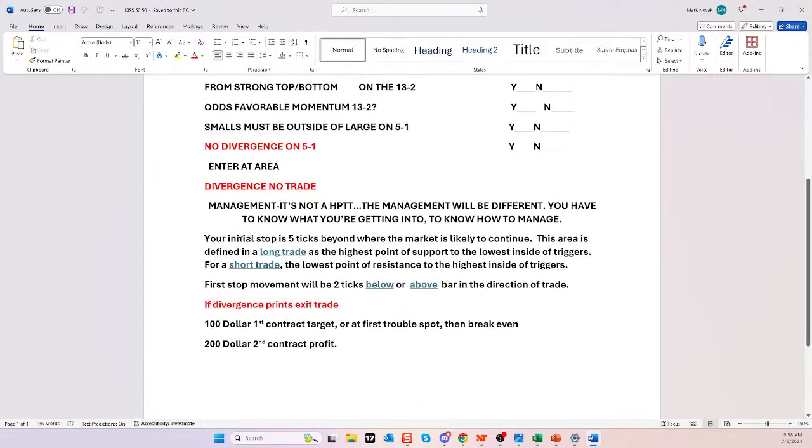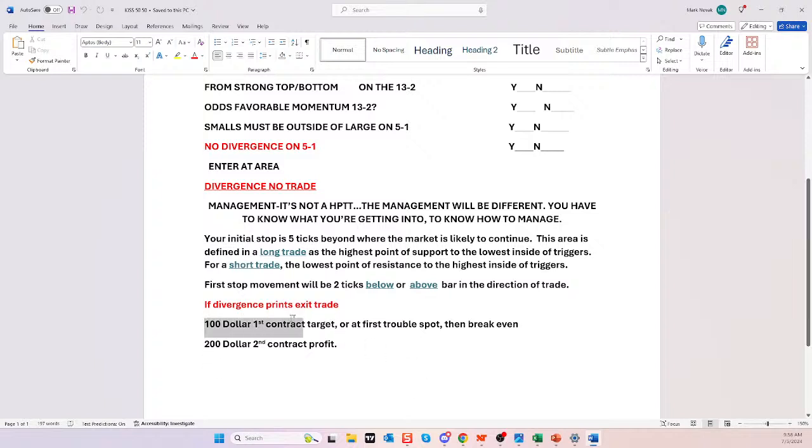And guys, the cool thing is this is not a high probability trend trade. So the management will be different. You have to know what kind of trade you're getting into so you know how to manage it, which is why simplicity in the beginning is so easy. You've got one entry rule set and one management set. Once that becomes second nature, let's add this trade.